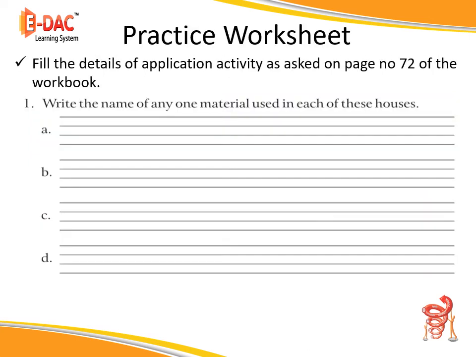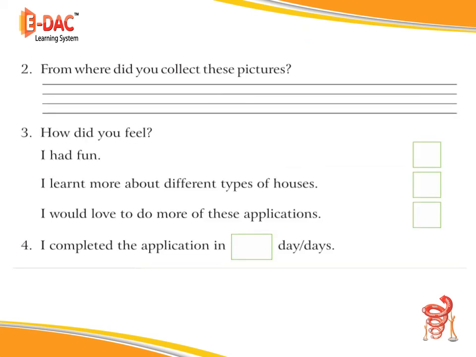Let's practice with the help of a worksheet. Fill the details of application activity as asked on page number 72 of the workbook. Now write the name of any one material used in each of these houses. So above you did an activity wherein you found out four pictures of different types of houses. Now you have to fill certain details about those houses. From where did you collect these pictures? How did you feel? And how much time did it take you to complete this application?